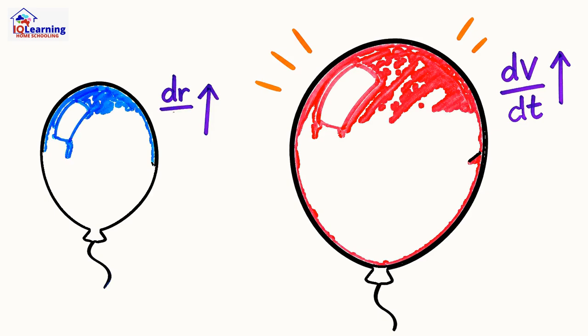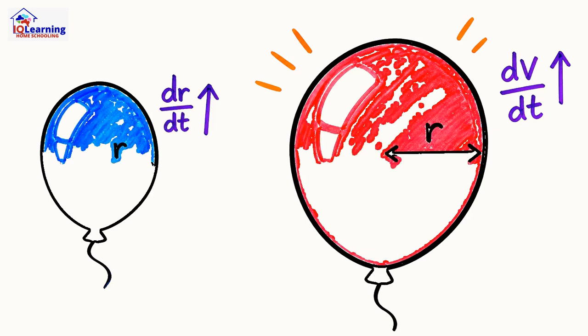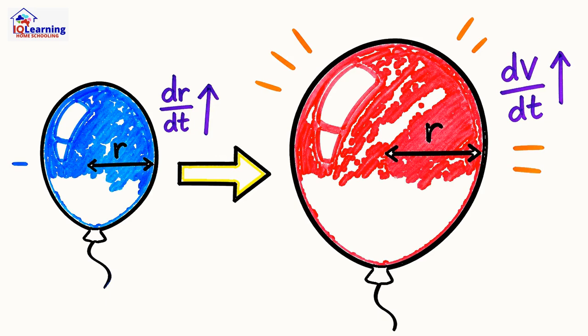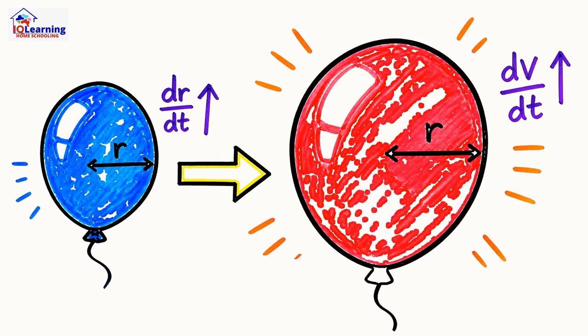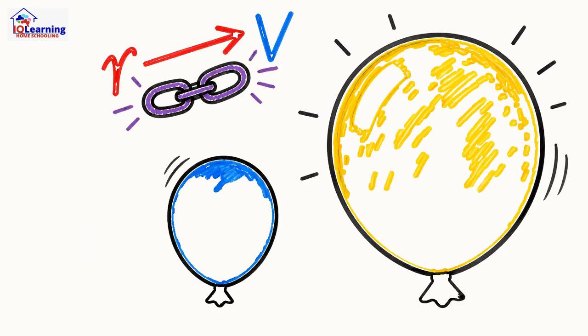If the radius is 5 centimeters and growing at 2 centimeters per second, we can calculate that the volume is expanding at a blistering 200 pi cubic centimeters per second. It's like seeing the hidden physics in motion.